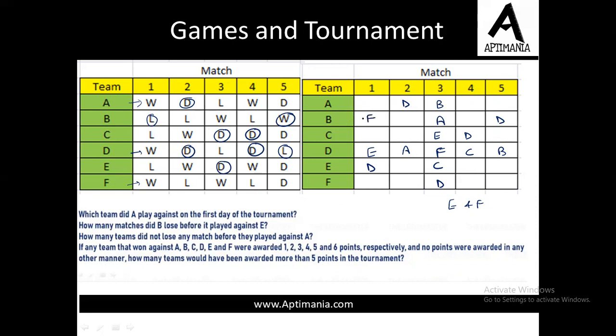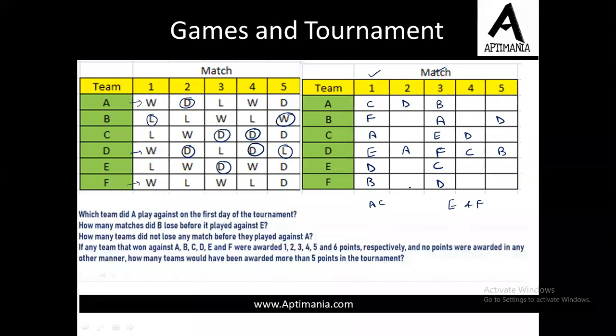Now if on first day B has played with F, so F must have played with B only, so we can fill this also. Now again we are left with two values only, and the values are A and C. Now obviously A cannot play with himself, so he must have played with C and C must have played with A. Now in this way we have completed column first as well, right? Okay, now again let us use the concept of Sudoku, right?